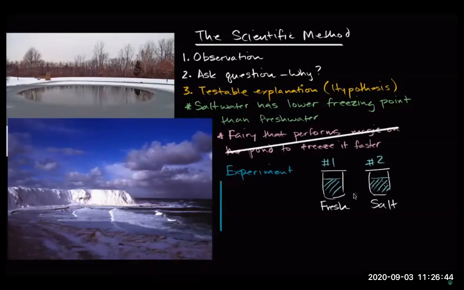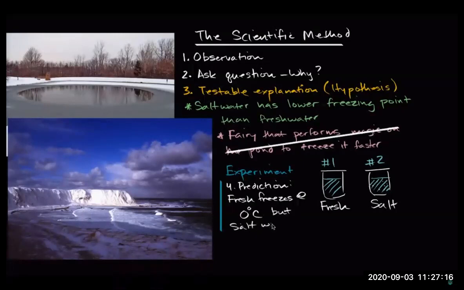And then we would make a prediction. We could even view this as step 4, our prediction. We predict that the fresh water will freeze at a higher temperature than the salt water. So let's say the fresh freezes at 0 degrees Celsius, but salt water doesn't. So what you then do is that you test your prediction.